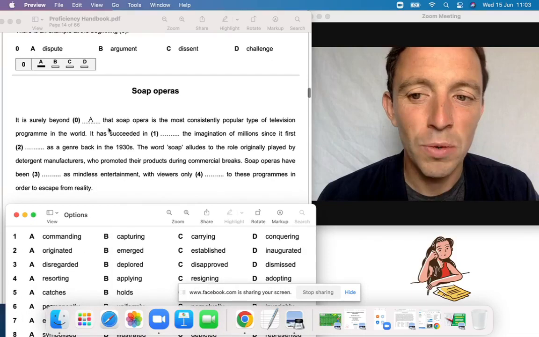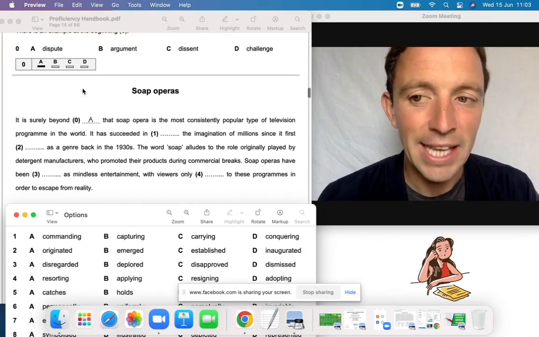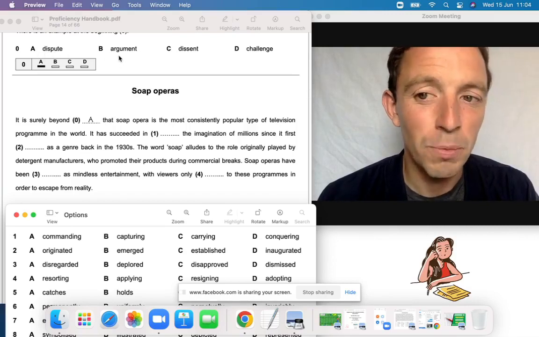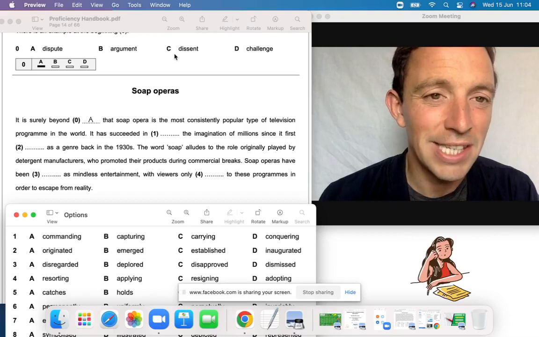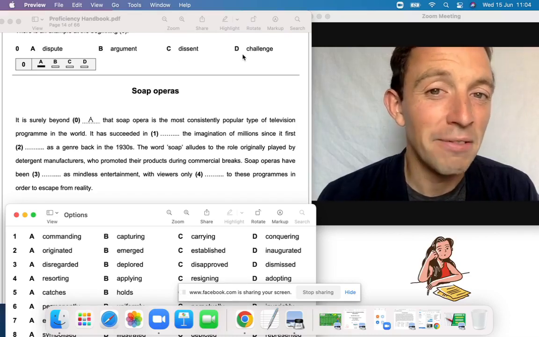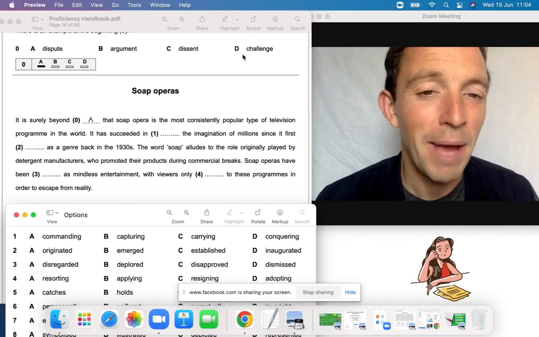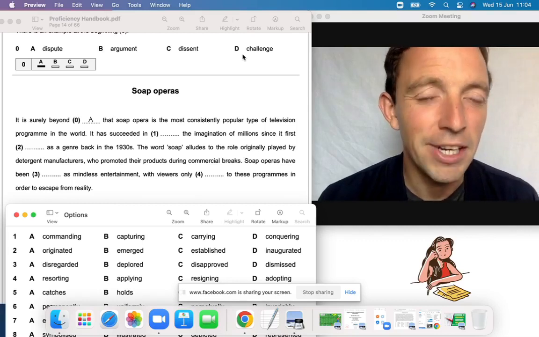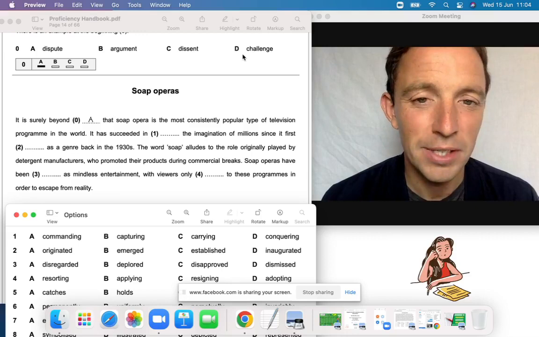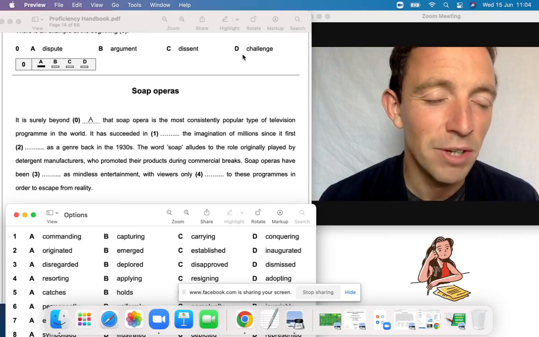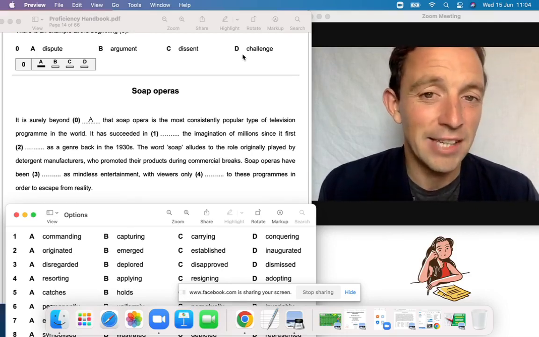Okay, so as you know, 0 is given to us already at the top. We have option A, dispute, option B, argument, option C, dissent, option D, challenge. And I will try to give you the best contexts for each word. I will try to give you as many tips and as much advice as I possibly can for each answer.